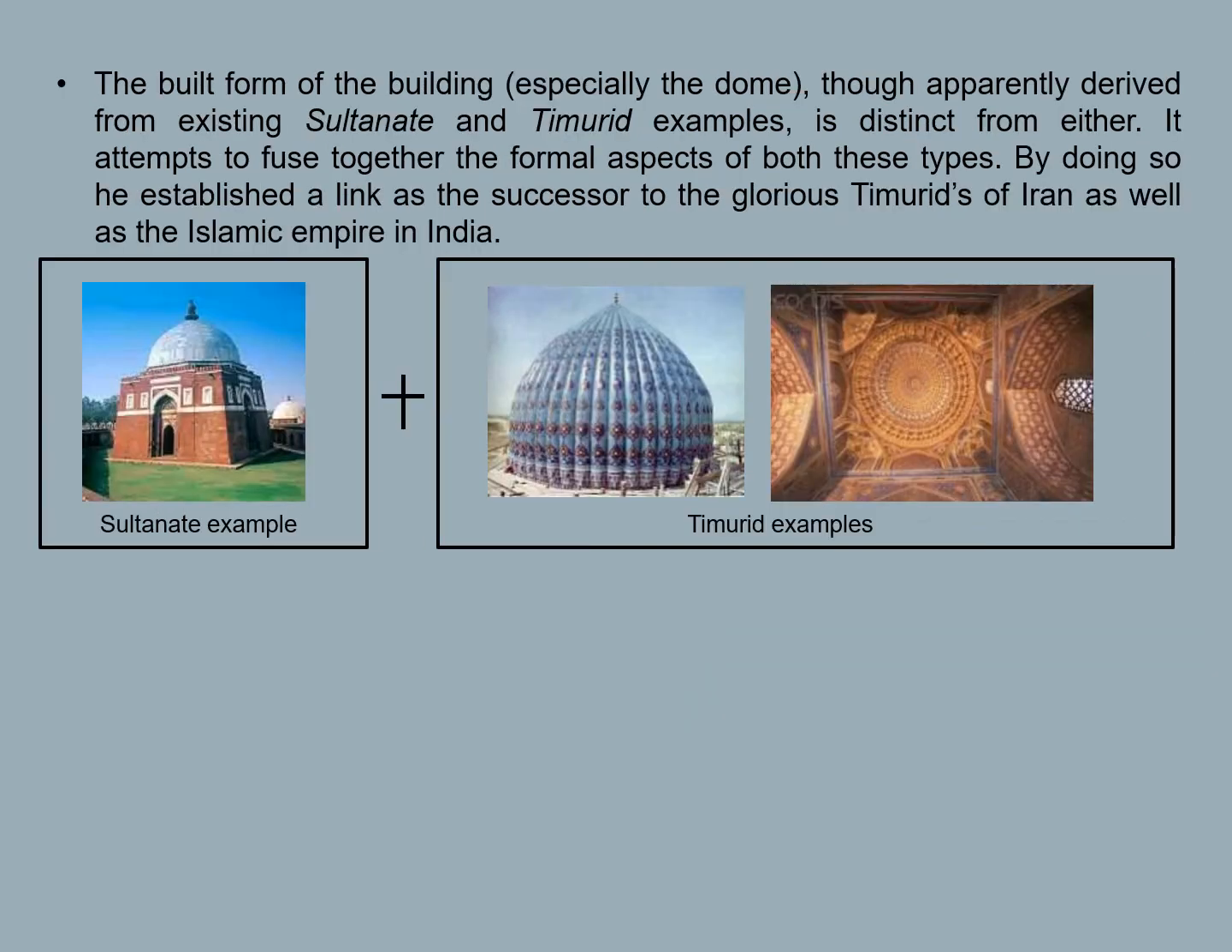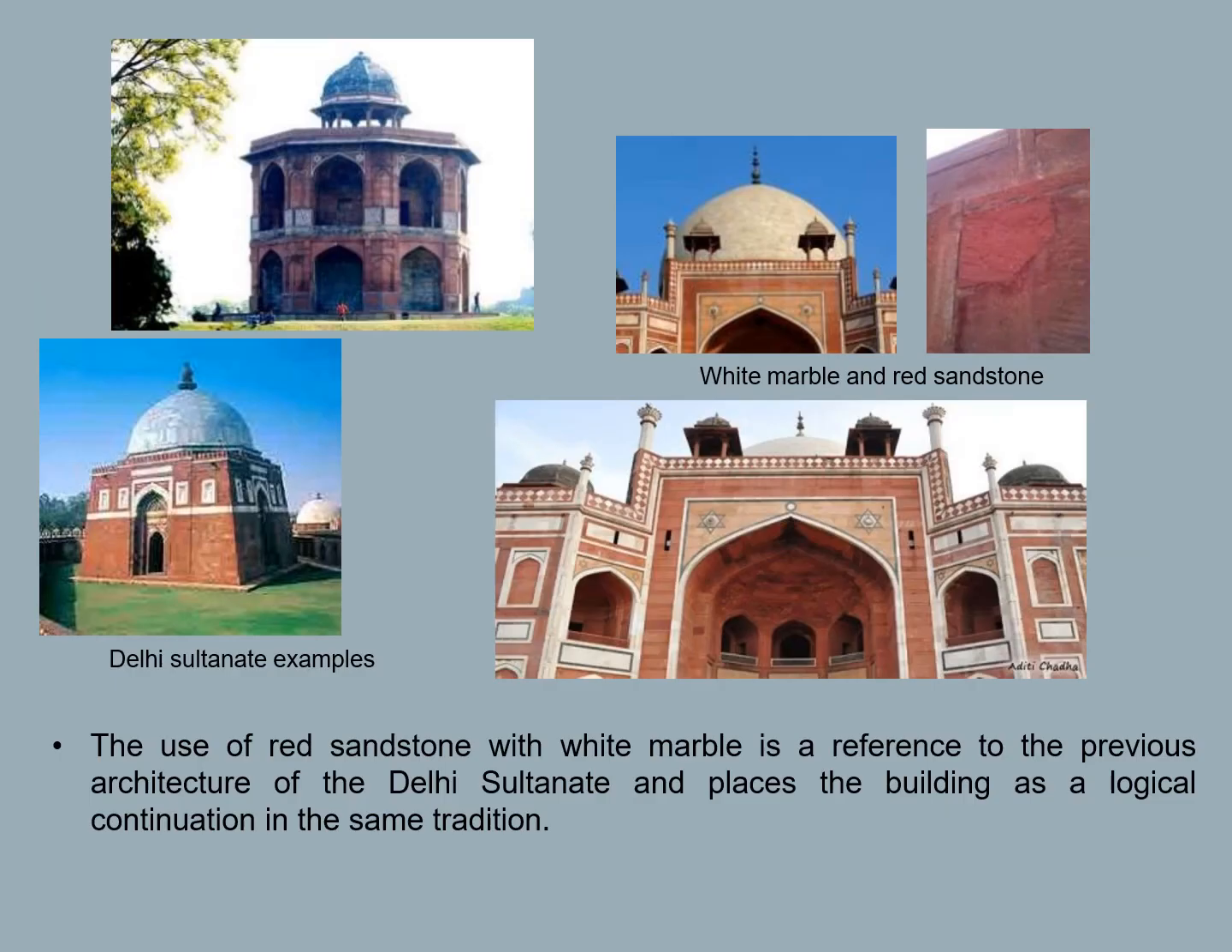The built form of the building, though apparently derived from existing Sultanate and Timurid examples, is distinct from either. It attempted to fuse together the formal aspects of both these types. By doing so, he established a link as a successor of the glorious Timurids of Iran as well as the Islamic Empire in India. The use of red sandstone with white marble is a reference to the previous architecture of the Delhi Sultanate and places the building as a logical continuation in the same tradition.